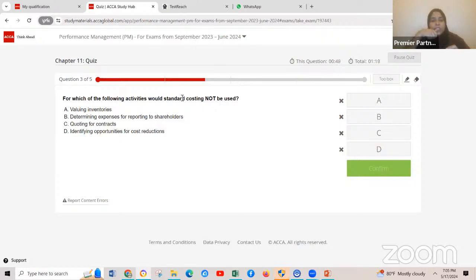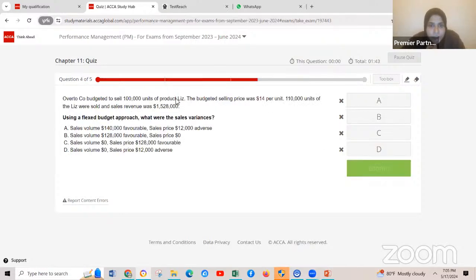What do you all go with for this? For which of the following would standard costing not be used? It's definitely used for valuing inventory. Identifying opportunities for cost reduction, we can also use standard costing. Quoting for contracts, can use. Determining which expenses should be reported to shareholders. Let's go with that. Now, this is the question this guy had.